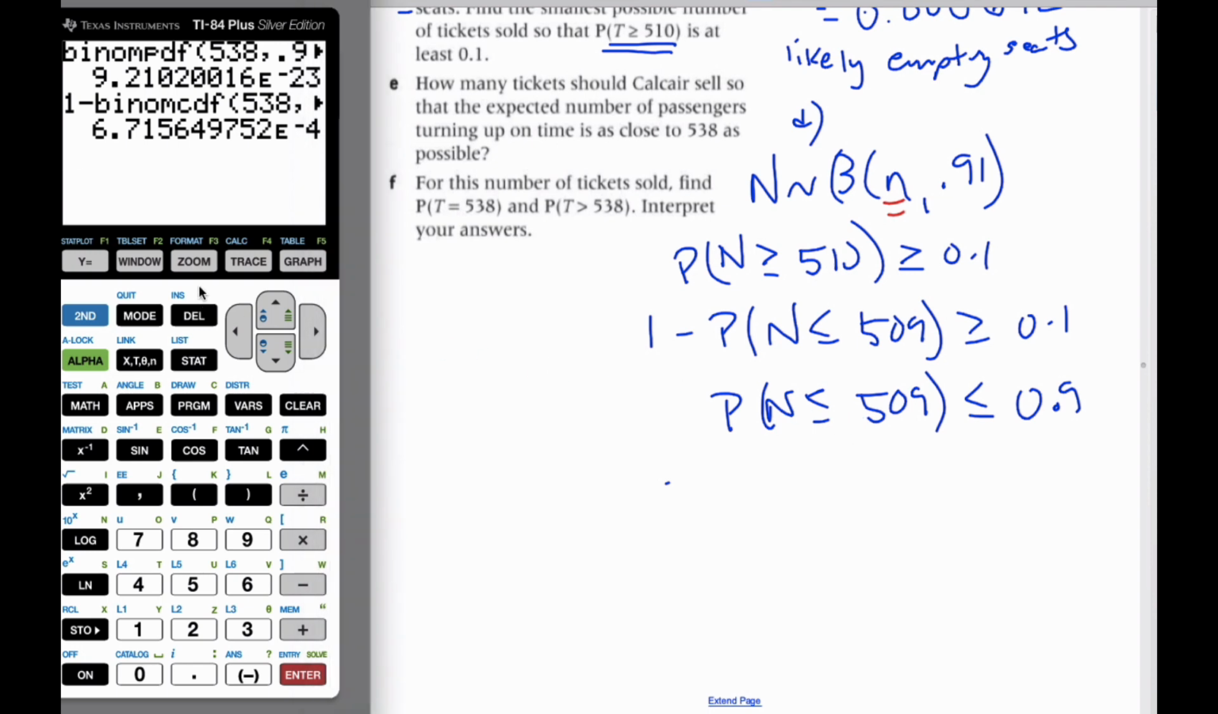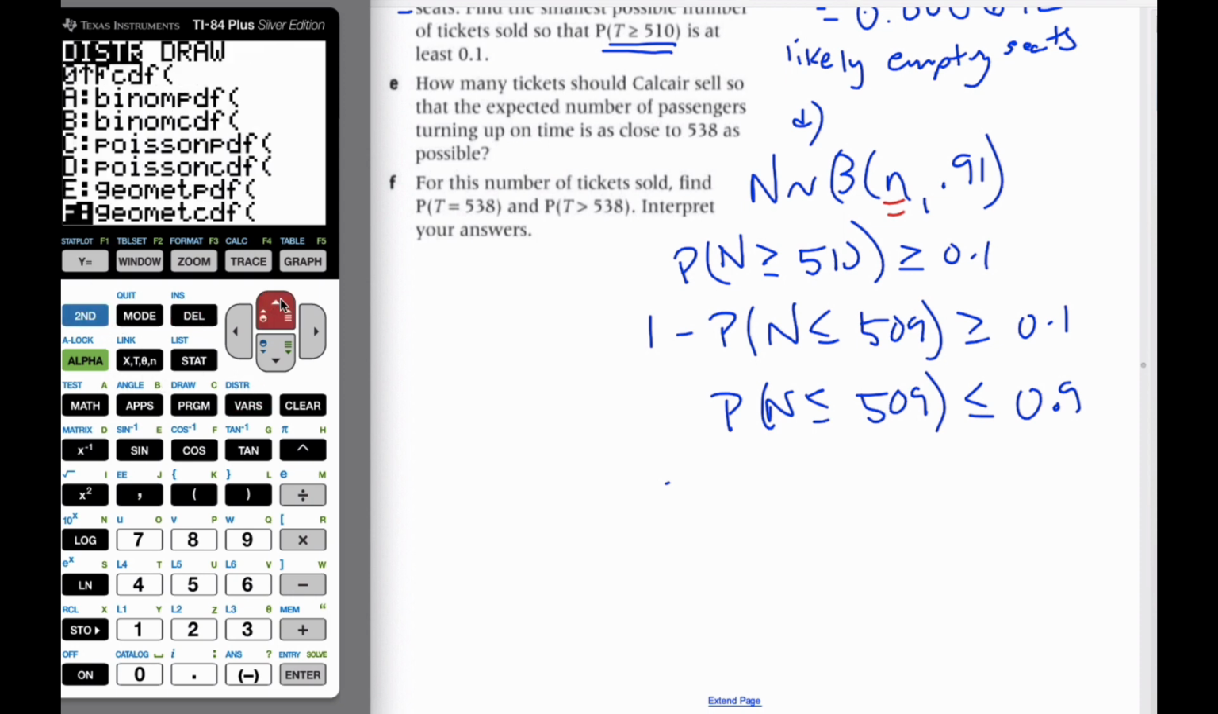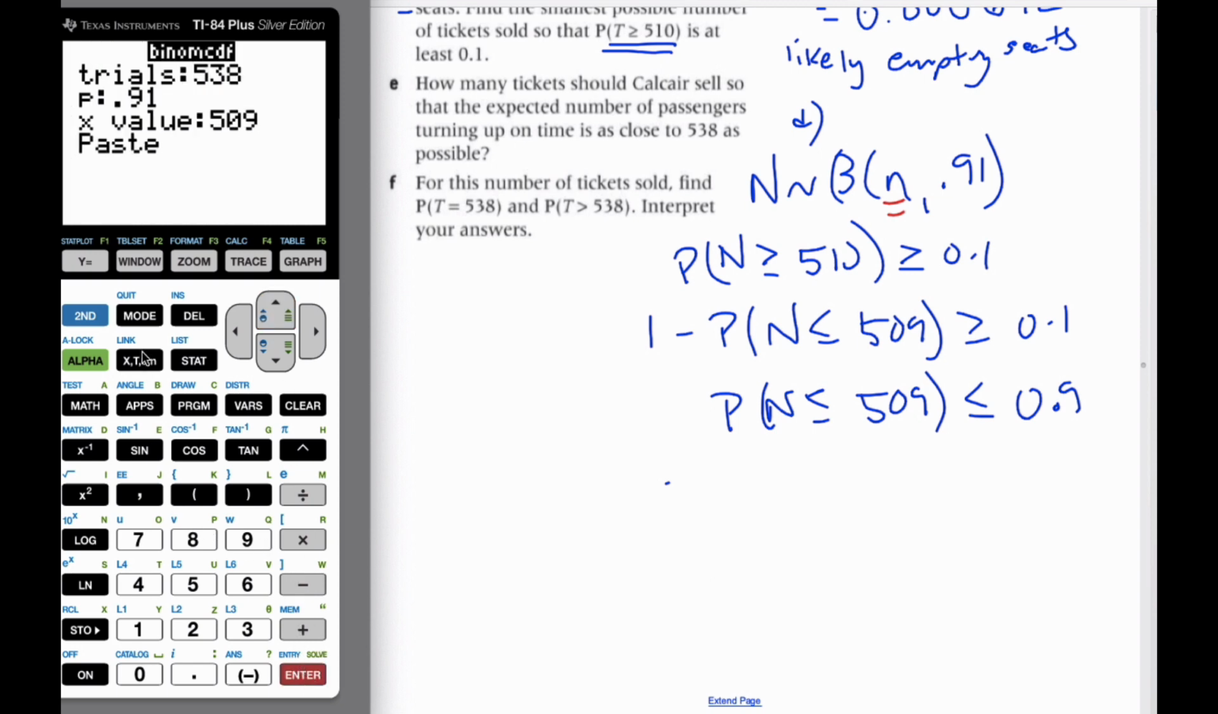So when I go to my calculator, it's a little trickier to do this one. I'm going to go to my y equals, and I'm going to do binomial CDF. But my trials is what I don't know. That's my x. I know that this is 0.91, and my x value is 509. I'm going up to, and I'm going to plug that into here. Remember, I'm looking for n, and so these are discrete values.